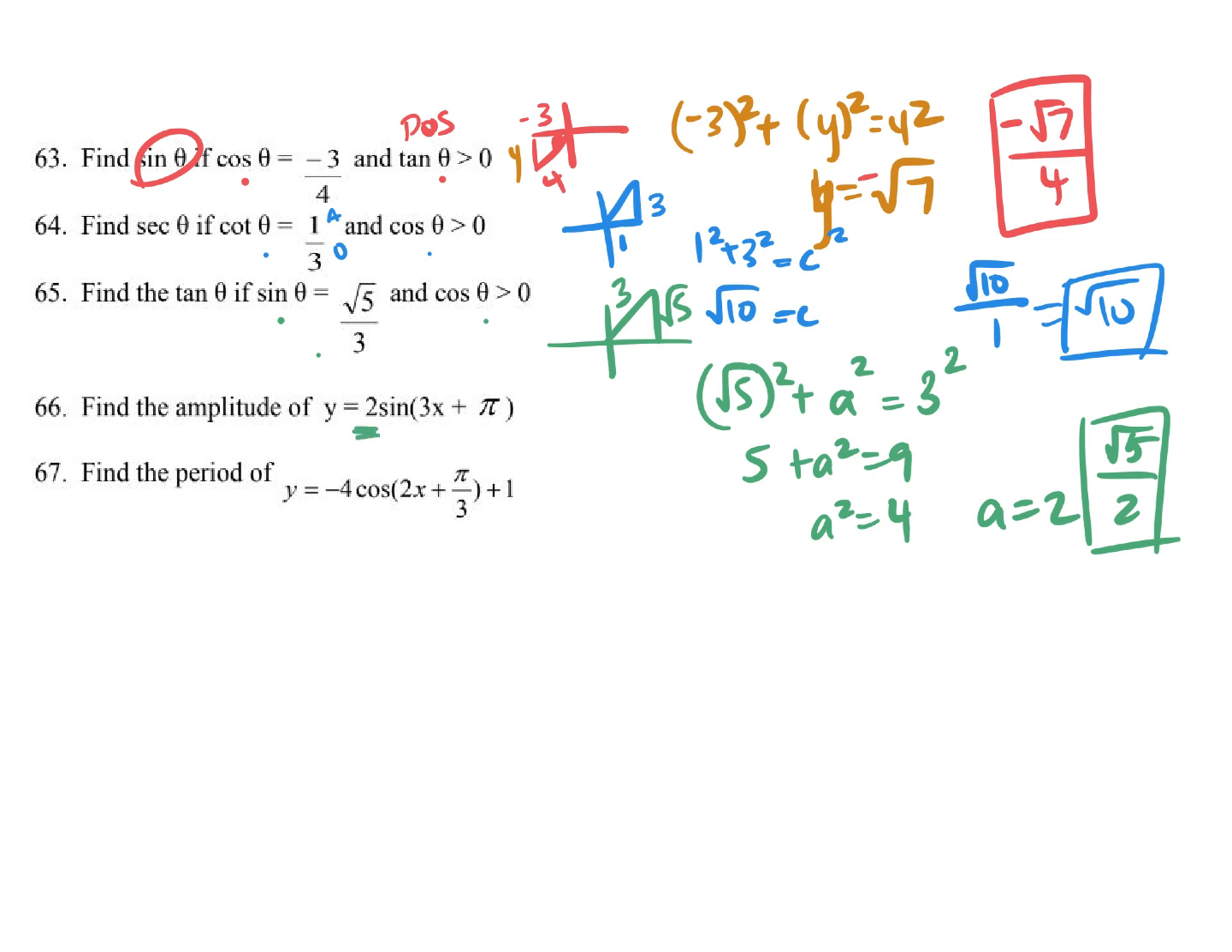Amplitude, 2. Period, 2 pi over b. b, 2 pi over 2, pi. Woohoo, we made it.